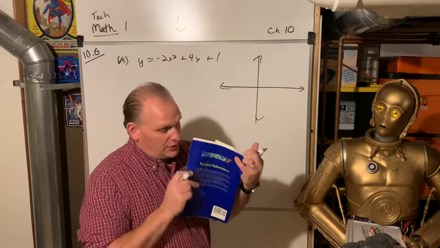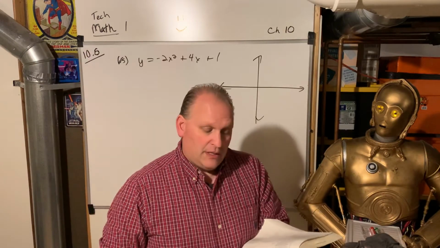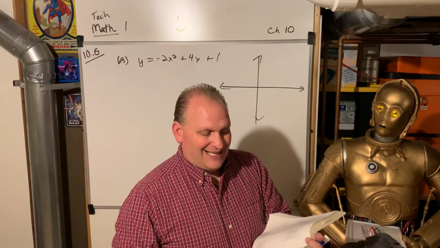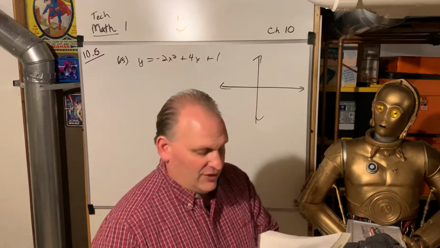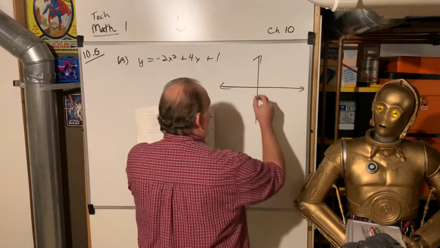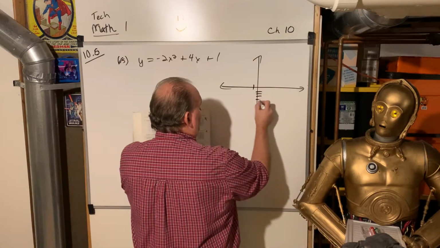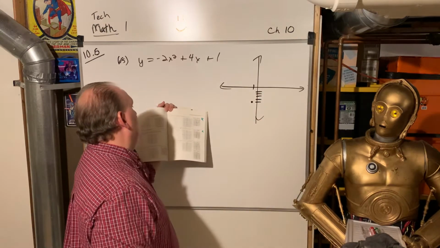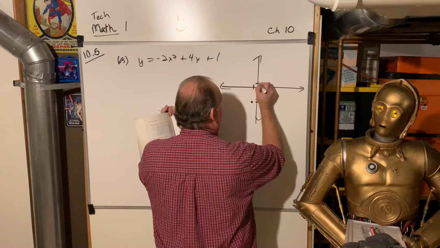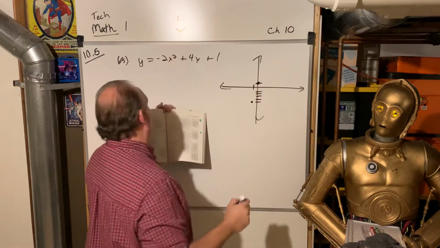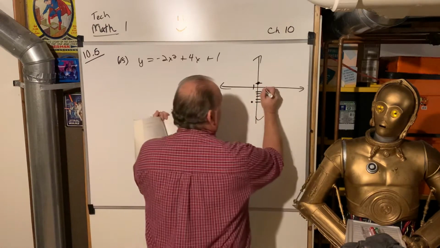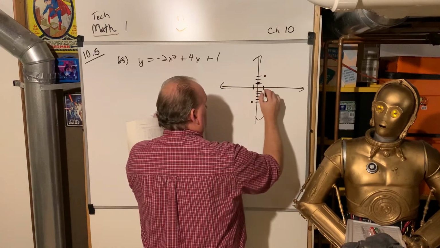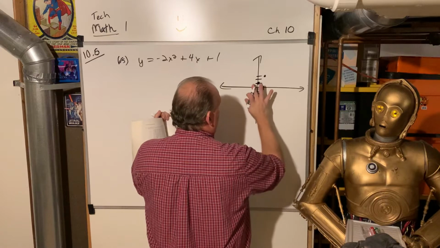Number 65, they want us to graph that. But they already did an XY chart for us where they have all the points already. So (-1, -5), that goes right there. (0, 1) goes right there. (1, 3) right there. Oh, so my lines are off.